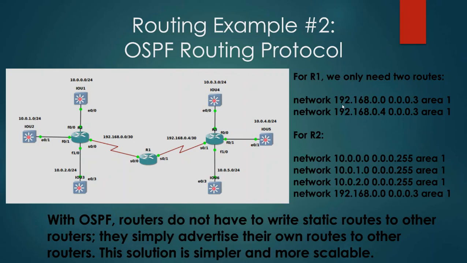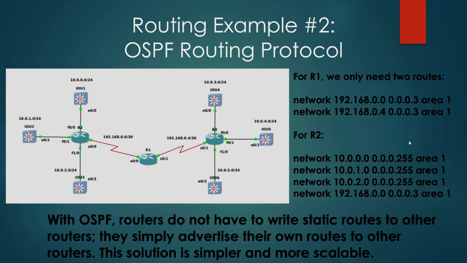So network 192.168.0.0. This next number here is called a subnet mask, or a wildcard mask. I'm sorry. Instead of using subnet masks, OSPF uses wildcard masks. We'll discuss that in a minute. Then you write the word area and then a number.